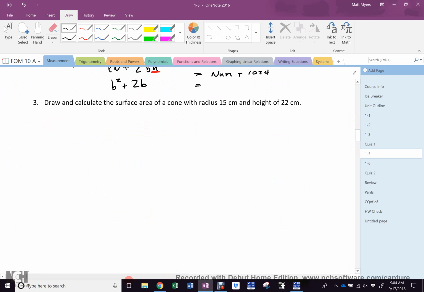Next question. Draw and calculate the surface area of a cone with a radius of 15 and a height of 22. So let's draw our cone. Well, how does a cone start? Micah. Circle. Does it have to be at the bottom? No. When I buy ice cream, that cone, the circle's not at the bottom. If the circle's at the bottom, it's tough to lick that ice cream, isn't it?